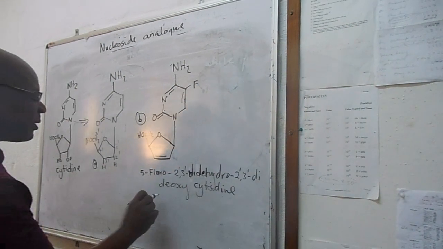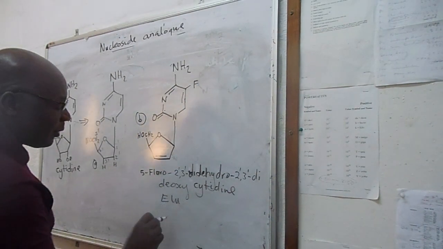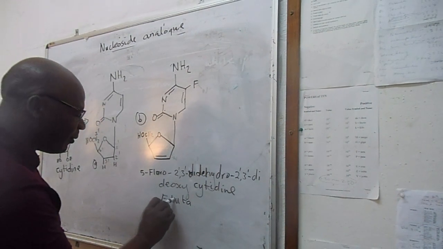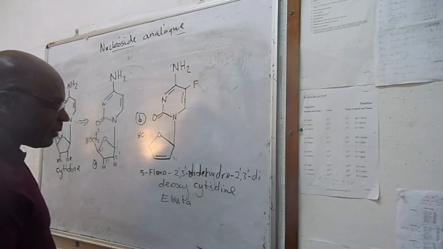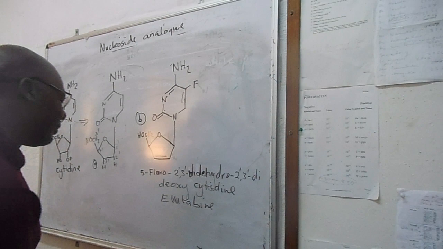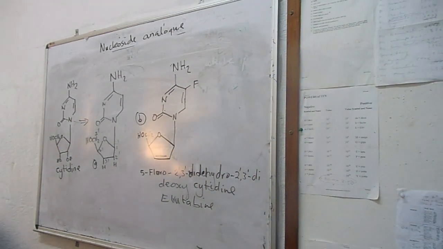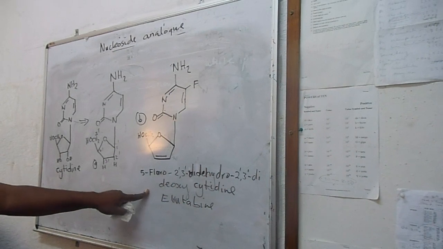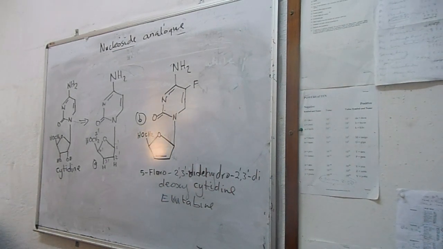Okay, sometimes this is called zalcitabine. Okay, that's another drug. This zalcitabine is a drug that is used to treat HIV. Although some of these are being phased out because of their toxicity issues.